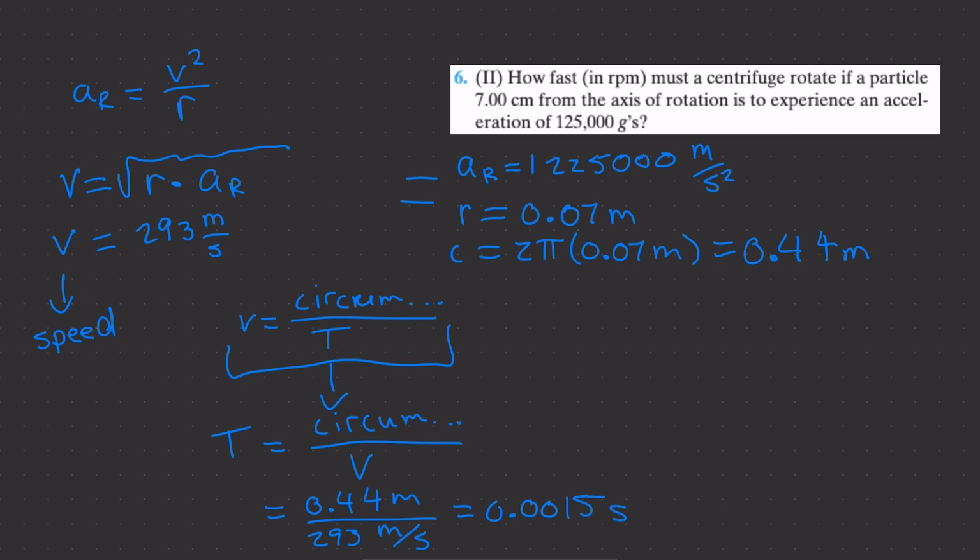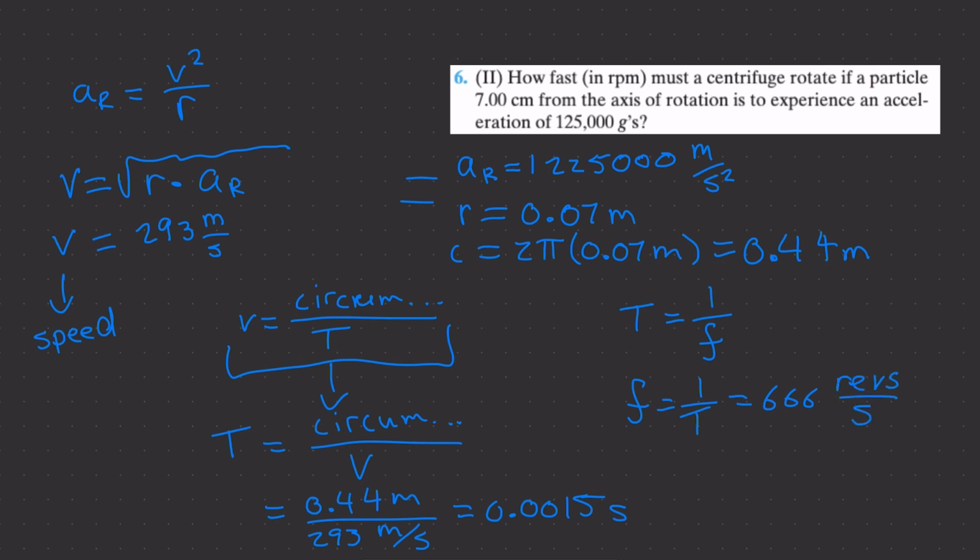0.0015 seconds. If I take the inverse of it, then I'm going to have my frequency in revolutions per second. When I say the inverse, I'm saying that t is just equal to 1 over f. So if I solve for f, f is equal to 1 over t. All I need to do is take 1 and divide it by my time, 0.0015 seconds. That should give me a frequency of 666 revs per second.